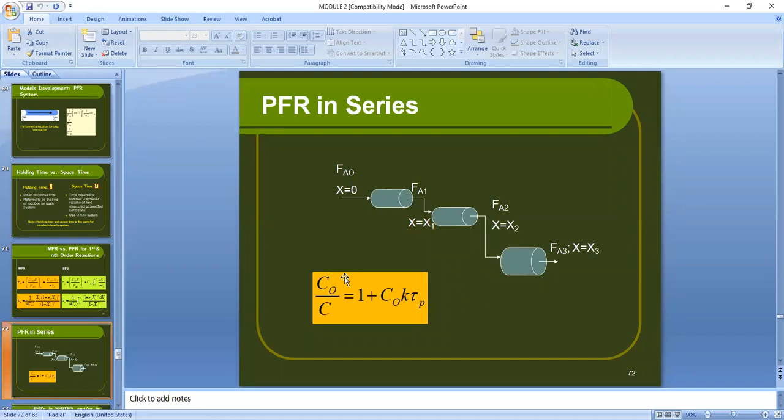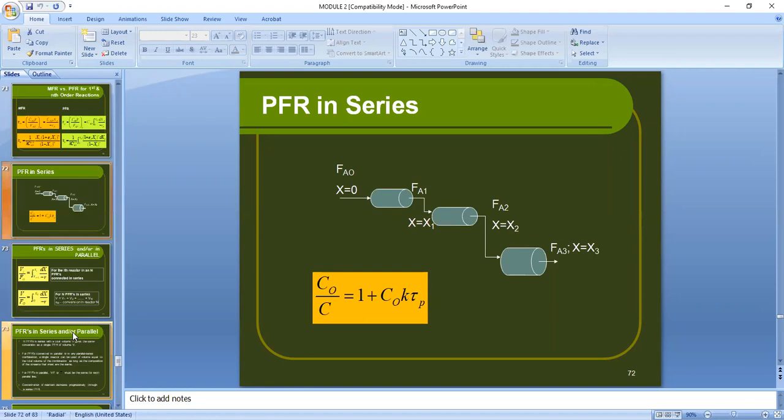And C sub O is the initial concentration. C is the concentration leaving the nth reactor. This is your general formula. This tau sub P would be the tau sub 1 here, tau sub 2, and tau sub 3. Why? Because we consider this series of PFRs as just one PFR in which the volume is equivalent to the sum of the volumes of these individual PFRs in your series. And this is your formula for that.